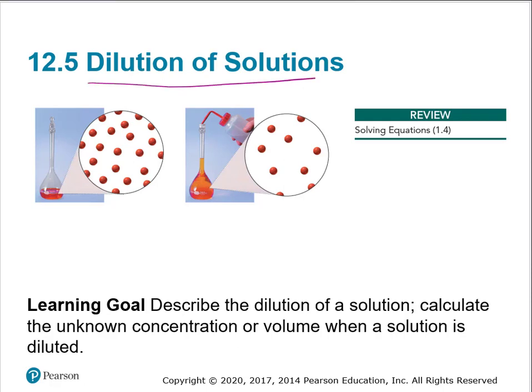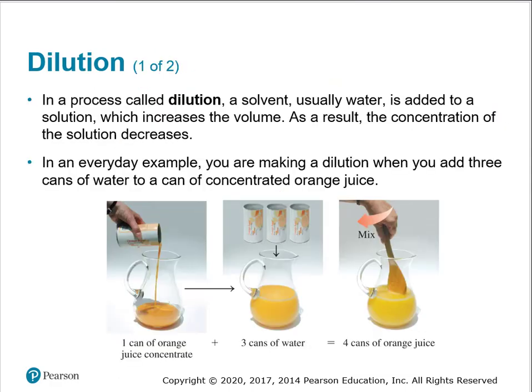Section 5 is about dilution of solutions. Describe the dilution of a solution, calculate the unknown concentration or volume when a solution is diluted. In a process called dilution, a solvent, usually water, is added to a solution, which increases the volume. As a result, the concentration of the solution decreases.